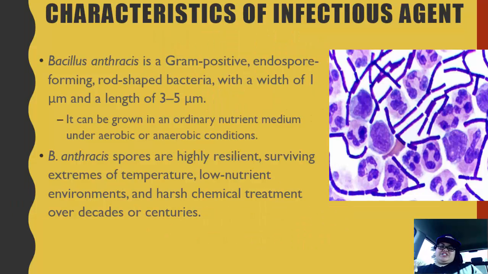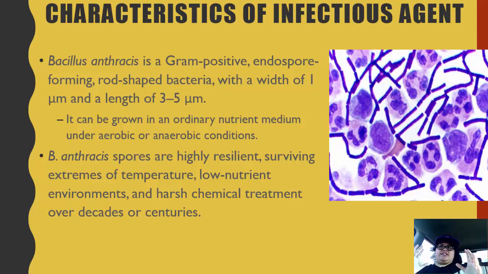With this picture, obviously you can see that Bacillus anthracis, which is the infectious agent for anthrax, is gram-positive because it's purple, and it's also rod-shaped, and you can see the little rods. What makes it almost extraordinary is that it can be grown in basically any nutrient medium, and it's also aerobic and anaerobic. And the spores that it forms are highly resilient, and they can basically live anywhere.